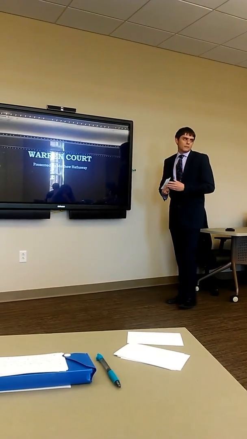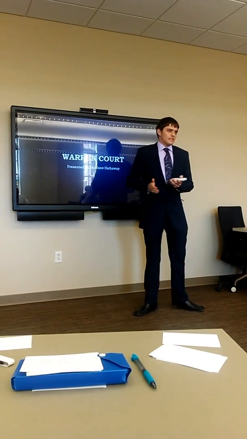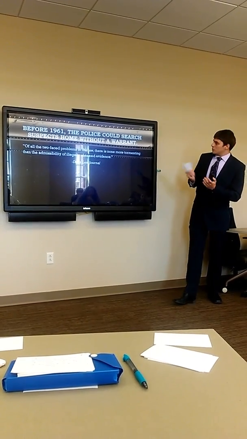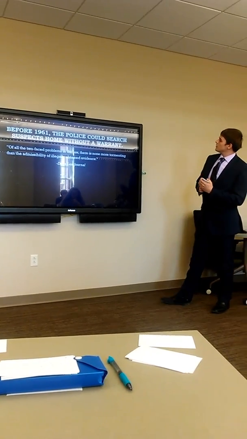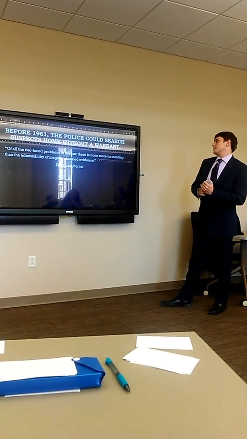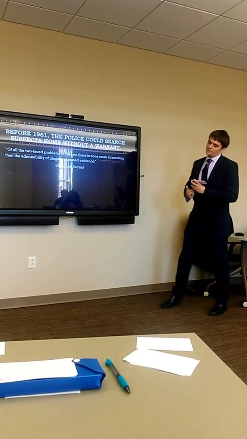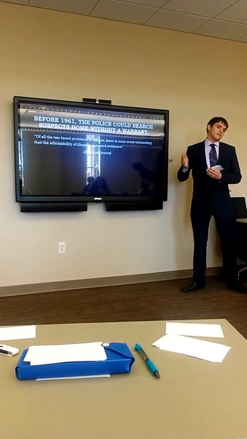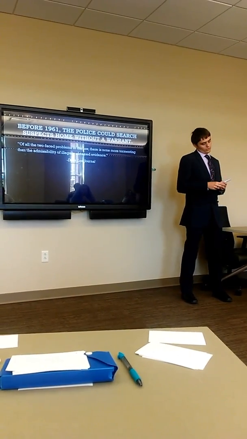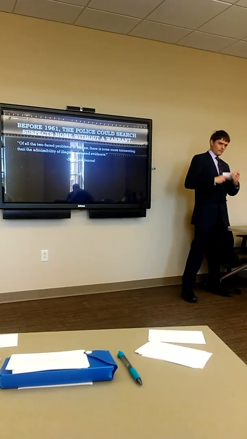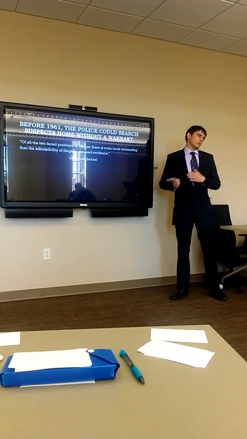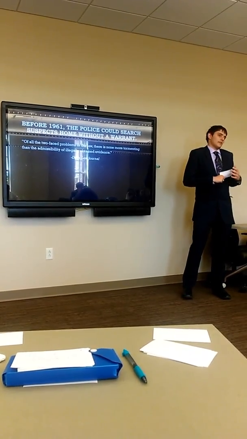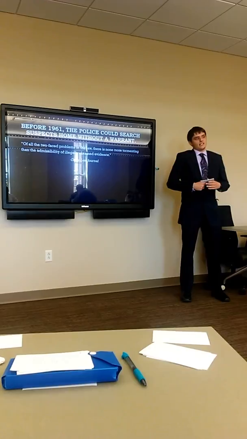Before Mapp, the police could pretty much just walk in without much of any warrant at all, if any, and just get away with it. And as the Duke Law Journal stated, of all the two-faced problems in the law, there is none more tormenting than the admissibility of illegally obtained evidence. This is still a problem today in some cases, but because of the Warren Court's decision, it is much less likely to happen. The biggest issue was the fact that the police could do whatever they wanted and didn't act to protect and serve. They were acting more in their own best interest, to get the extra dollar, to get the raise.